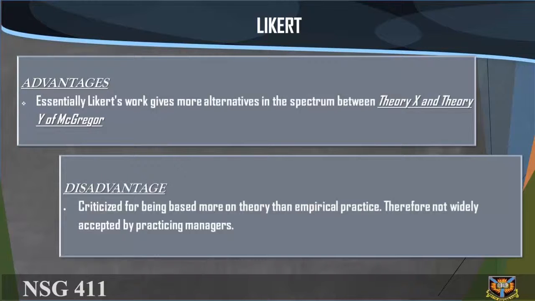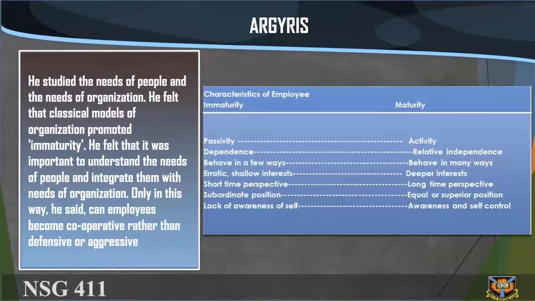Disadvantage: criticized for being based more on theory than empirical practice, therefore not widely accepted by practicing managers. Argyris studied the needs of people and the needs of organization. He felt that classical models of organization promoted immaturity. He felt that it was important to understand the needs of people and integrate them with needs of organization. Only in this way, he said, can employees become cooperative rather than defensive or aggressive.